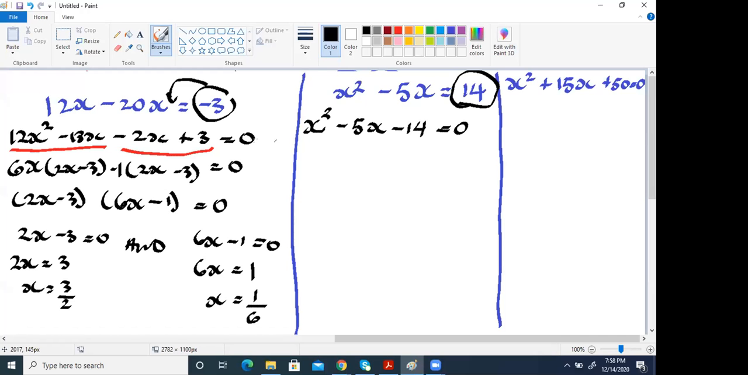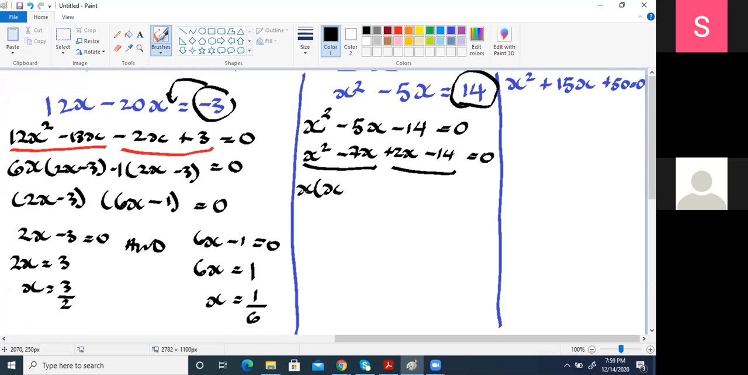Good. So let's go: x squared minus 7x plus 2x minus 14 equals 0. And then you do your factorization. So you have x into x squared goes x times, x into minus 7x goes minus 7 times. And then for this one, what's the factor? What's the highest common factor?